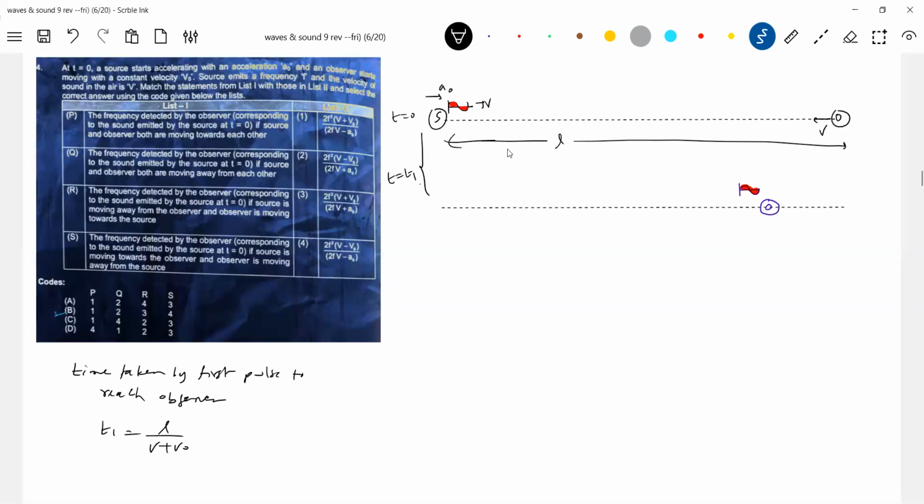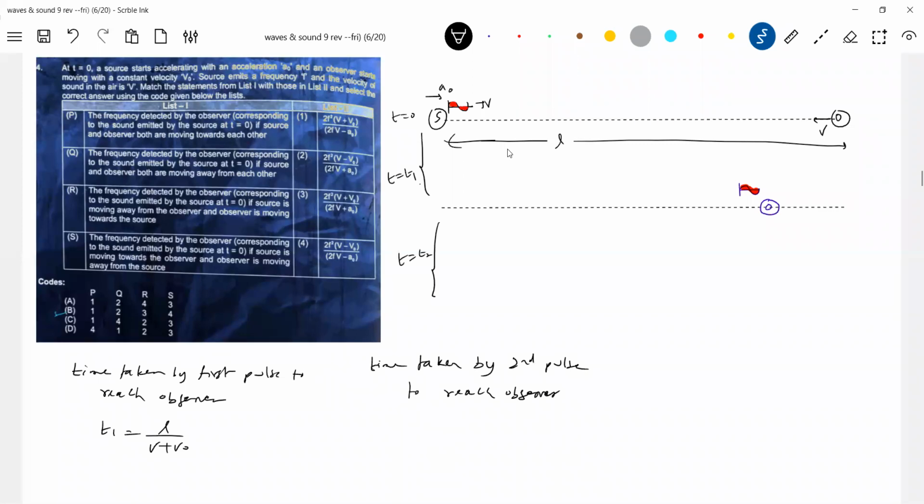So when will the second pulse be generated? After a certain time. After a certain time, the second pulse will be generated, and the second pulse again will take some time to propagate. So altogether, what is T2, we will write it: the time taken by the second pulse to reach the observer.